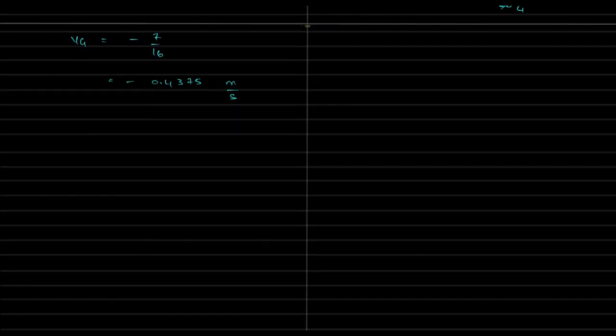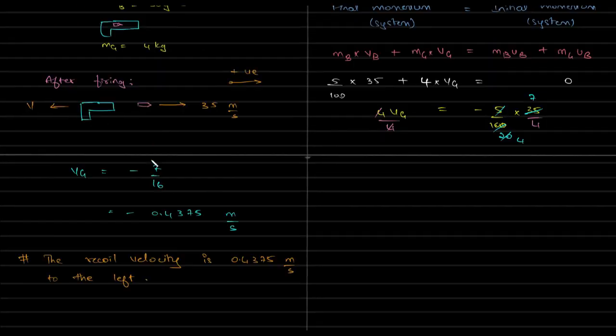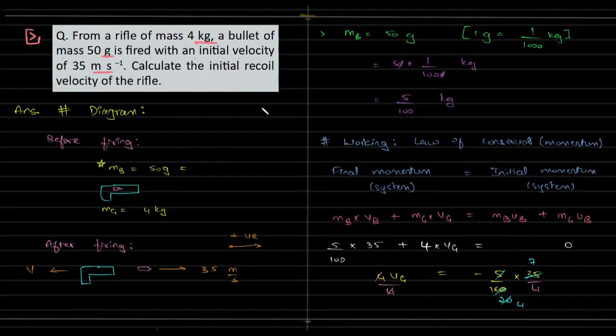So the recoil velocity is 0.4375 to the left. We have mentioned the magnitude in meters per second with the respective unit and also the direction. So our answer is completed now, and this is your answer.